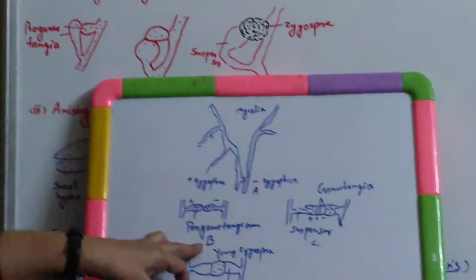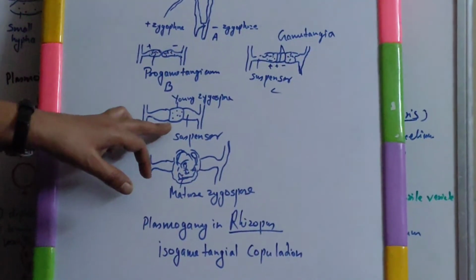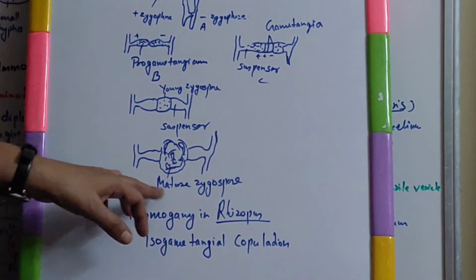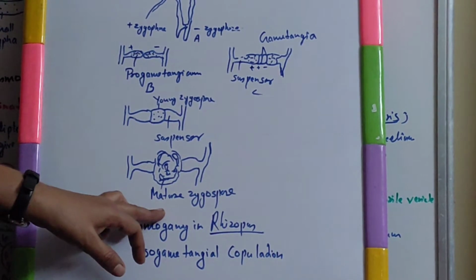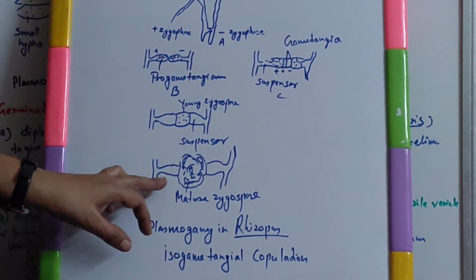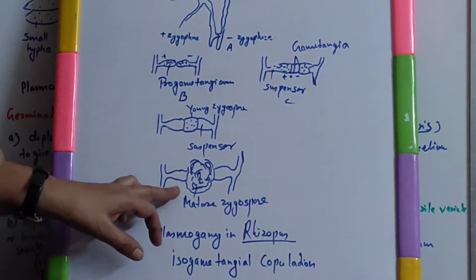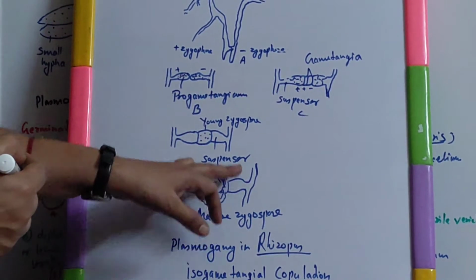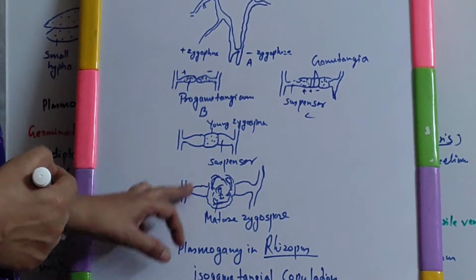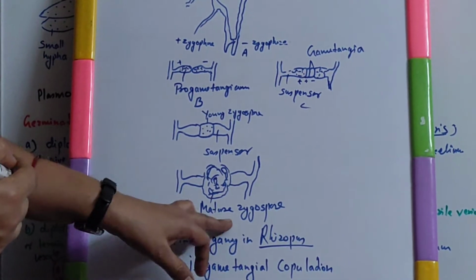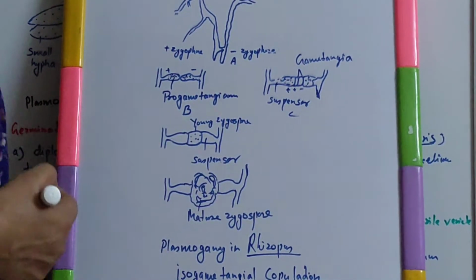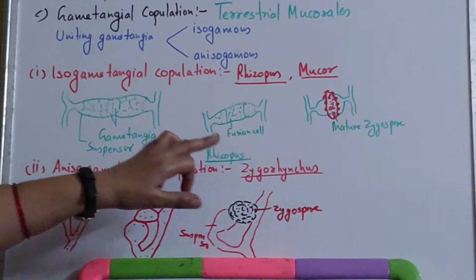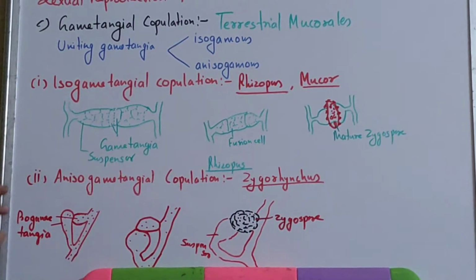Initially, the zygospore remains surrounded by a single wall. Later on, it becomes surrounded by a two-layered structure. The outer layer is sculptured and dark in color. When the mature zygospore is ready to be liberated, the wall of the gametangia ruptures, as a result of which the zygospore comes outside. So this is the case of isogametangial copulation in heterothallic species of Rhizopus and Mucor.